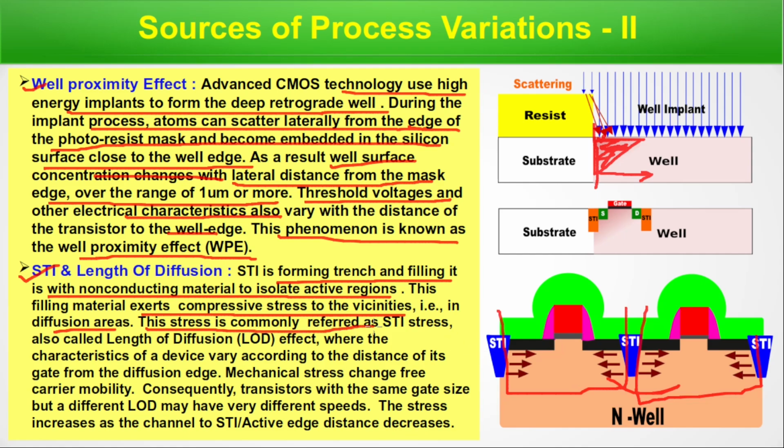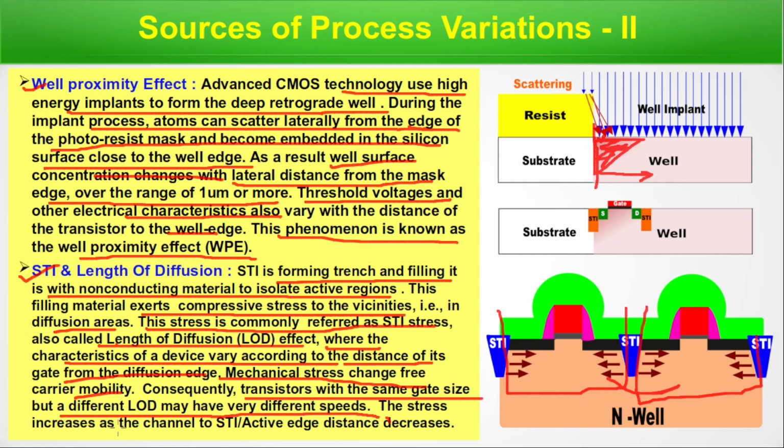This stress is commonly referred to as STI stress, also called length of diffusion effect, where the characteristics of a device vary according to the distance of its gate from the diffusion edge. Mechanical stress changes free carrier mobility. That is the basic principle of strained silicon. Using mechanical stress, silicon is strained and mobility changes. We have come across this in the strained silicon episode. So consequently, transistors with the same gate size but a different LOD have very different speeds.